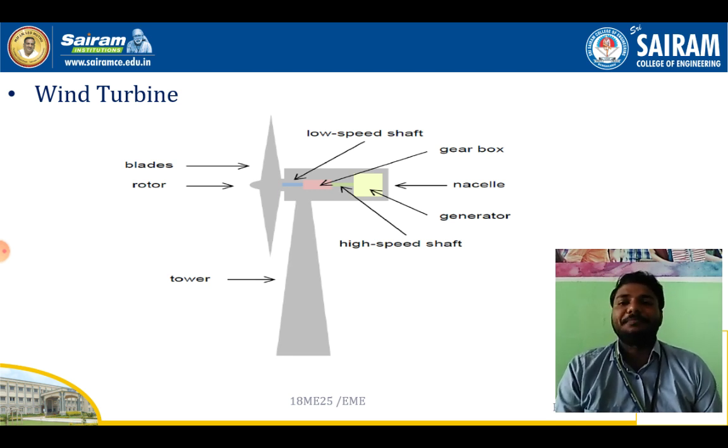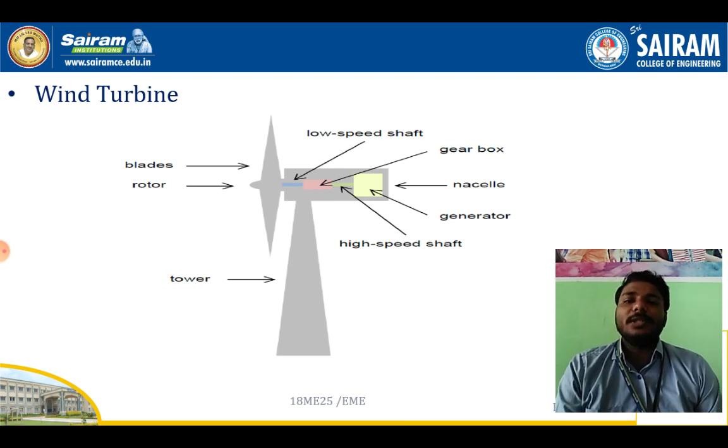Now we will look at the working principle of the wind turbine, how wind energy is converted to electrical energy. Once the blades start rotating with the help of the wind flowing against them, they rotate slowly. You can see the low speed shaft, in blue, which is connected to the wind turbine blades. So once the blades start rotating, the low speed shaft starts rotating.